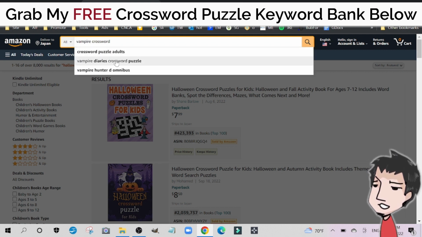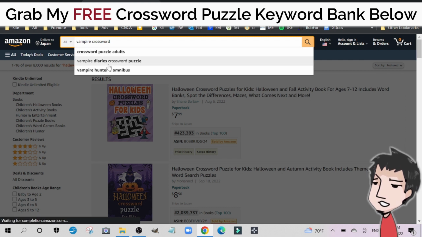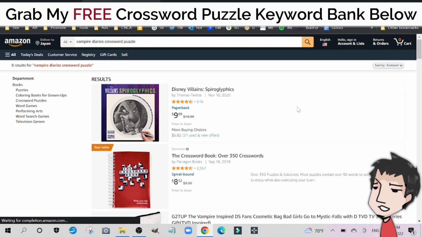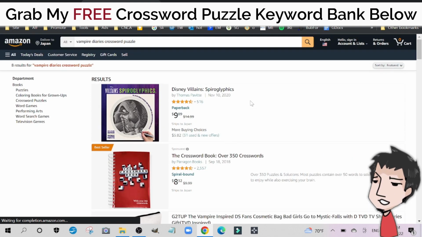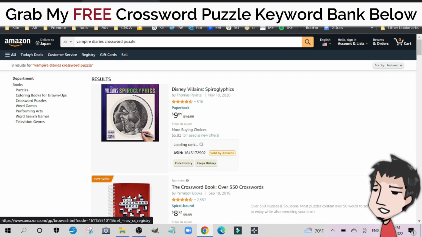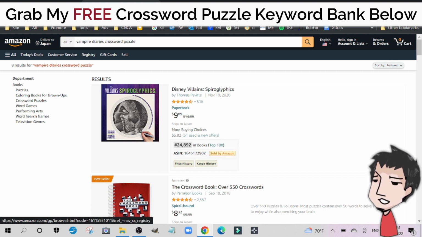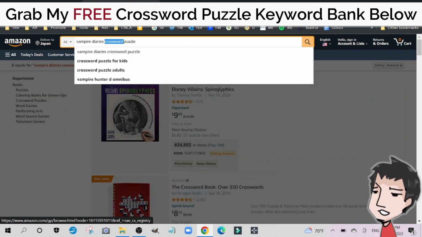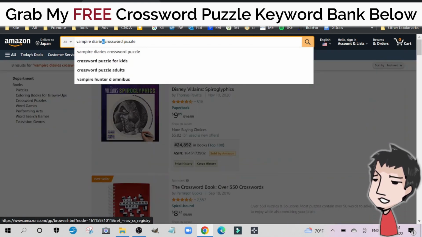Vampire Diaries crossword puzzle. Vampire Hunter, the crossword for adults. Now, a Vampire Diaries crossword puzzle would be something you might want to go after, but Vampire Diaries is copyrighted. That's an actual TV show, so I would stay away from that. Okay, if it was Dracula, it'd be a different story.